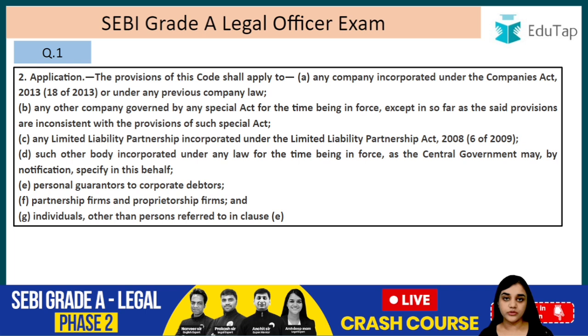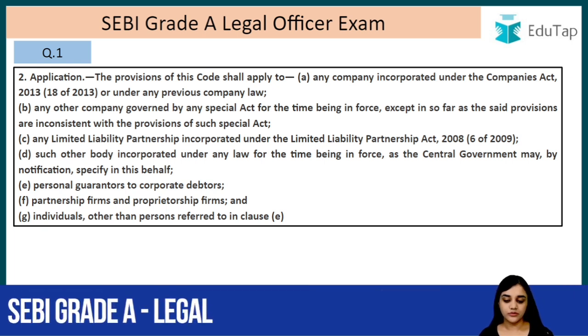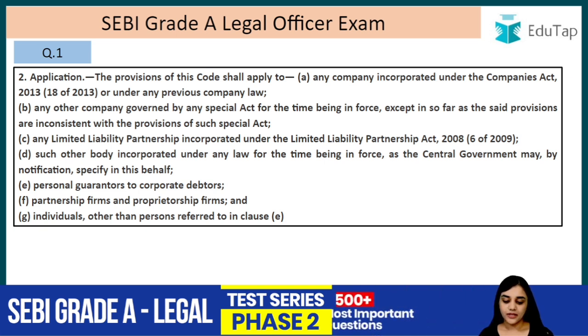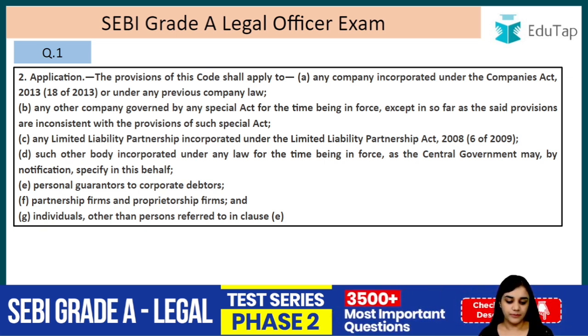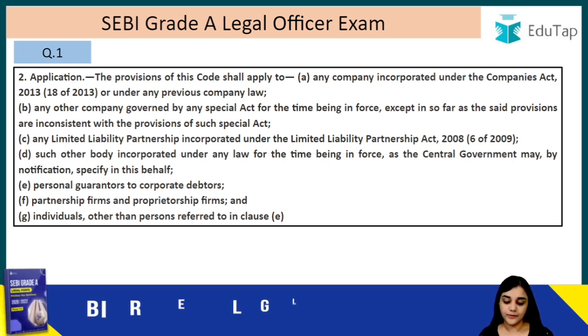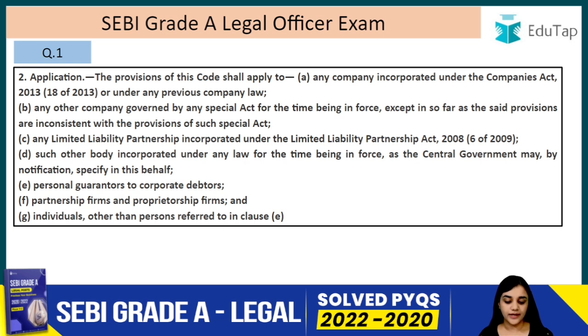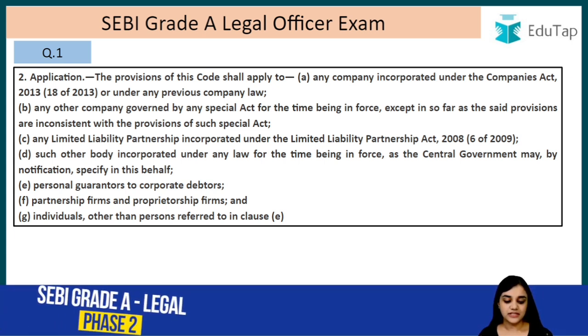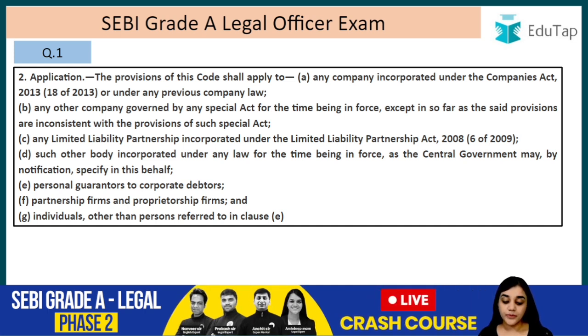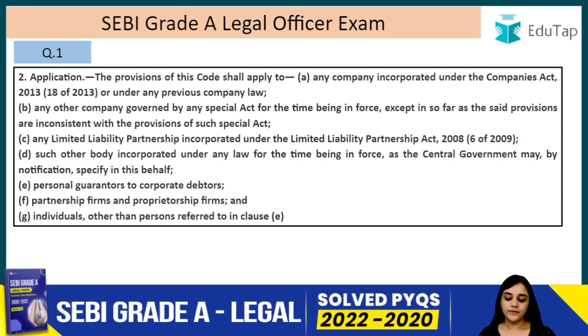Let's read this section. Section number 2, application. The provisions of this code shall apply to any company incorporated under the Companies Act 2013 or under any previous company law, any other company governed by any special act for the time being in force, except in so far as the said provisions are inconsistent with the provisions of such special act. Any limited liability partnership incorporated under the Limited Liability Partnership Act 2008, such other body incorporated under any law for the time being in force as the central government may by notification specify in this behalf, the personal guarantors to the corporate debtors, partnership firm and proprietorship firm, and individual other than the persons referred to in clause E. So now I hope that you are aware of where the IBC will apply. IBC applies to all of these, right?